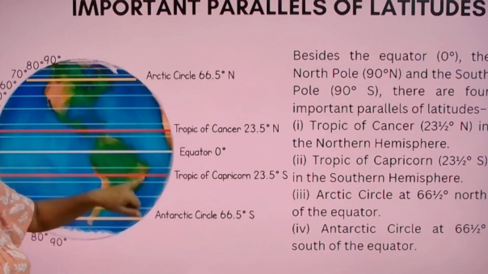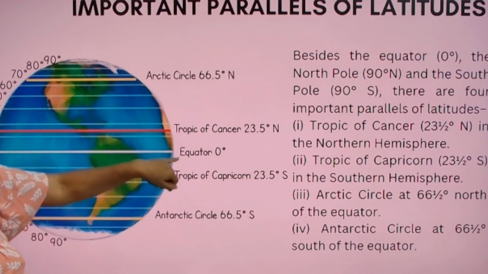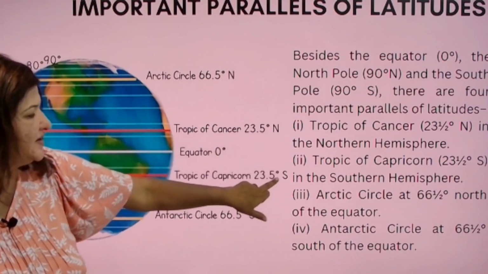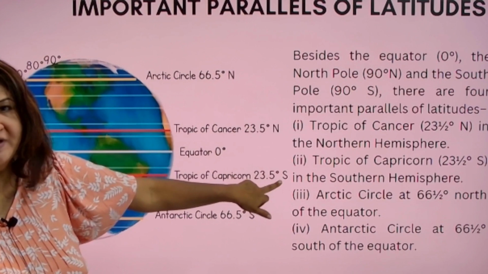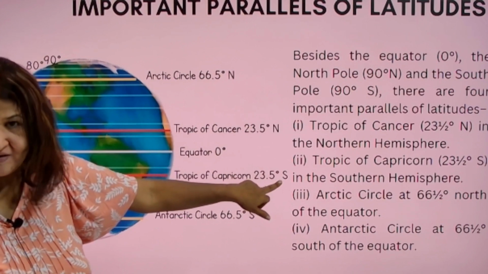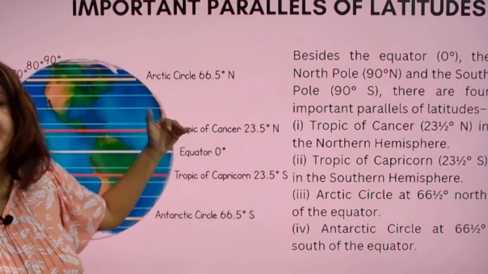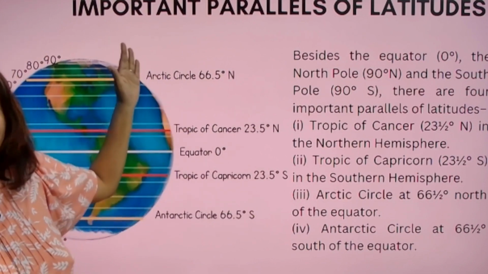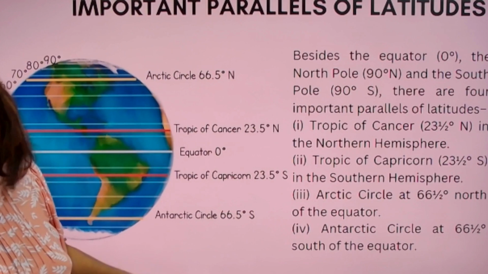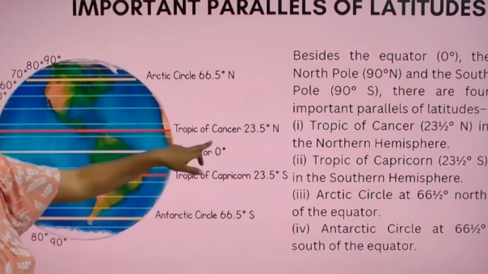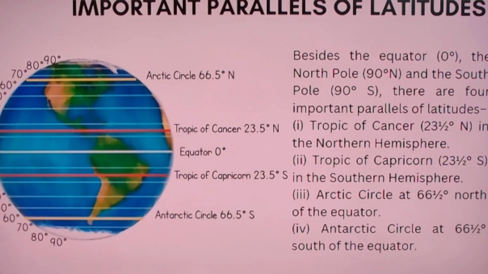How did you come to know? Because it is below the equator. So we have mentioned N over here in capital and S over here in capital. Clear everyone? This is how we will denote and identify whether a particular latitude is above the equator or below the equator. Alright? Now, this is the Tropic of Cancer at 23.5 degree north.